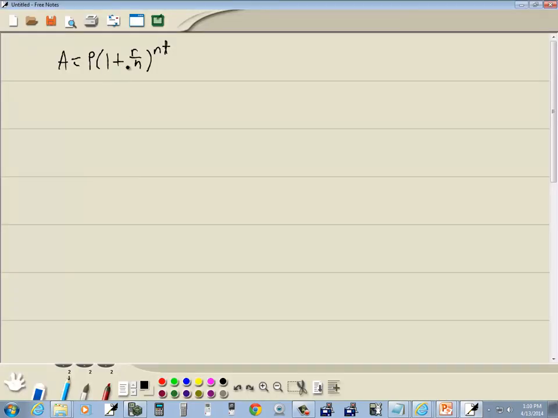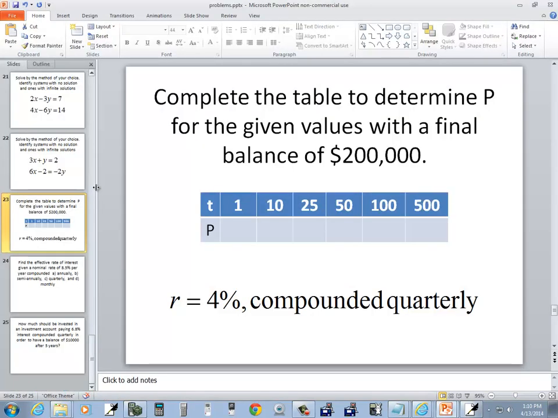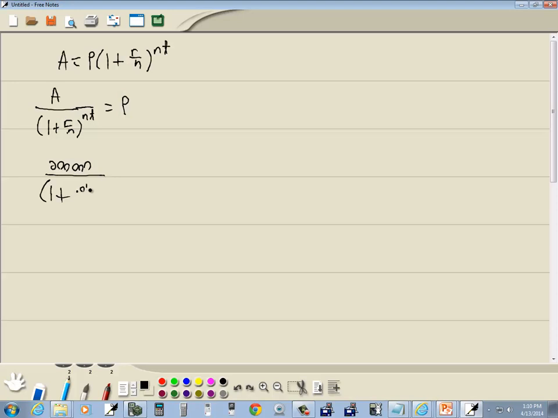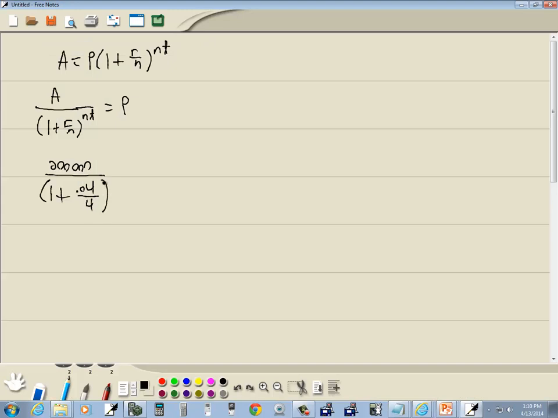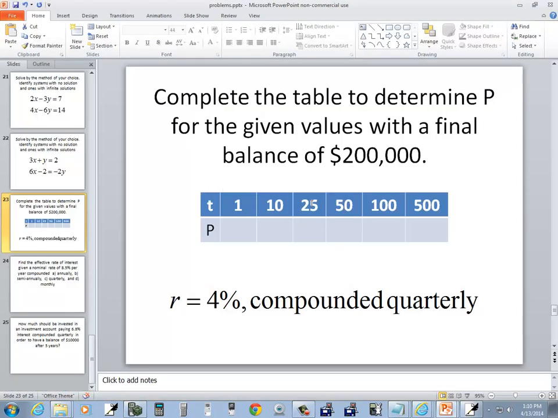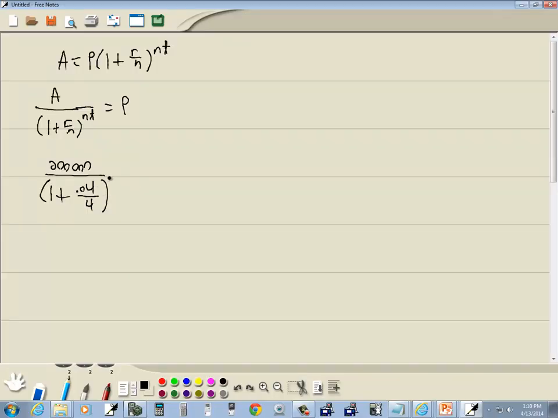So I'm going to divide both sides by 1 plus R over N to the N T power, and that's going to be P. Let's see what they give us. Final balance of 200,000, so they're telling us A, divided by 1 plus R, which is 4%, divided by N. Compounded quarterly means N is 4, raised to the NT power. T is the variable that's changing, and N is 4, so we'll have 4 and I'll put a variable X. That equals P.